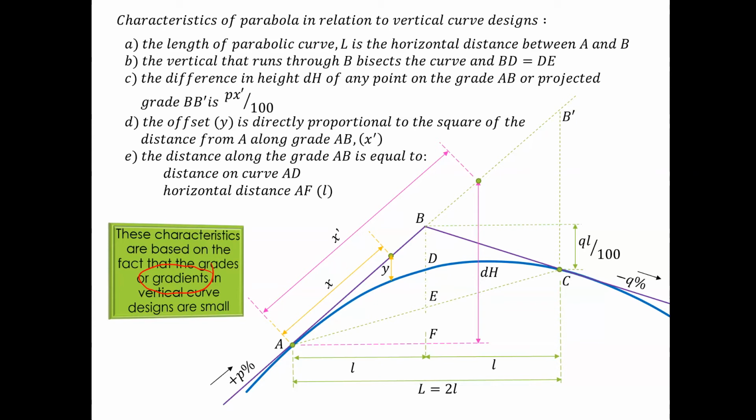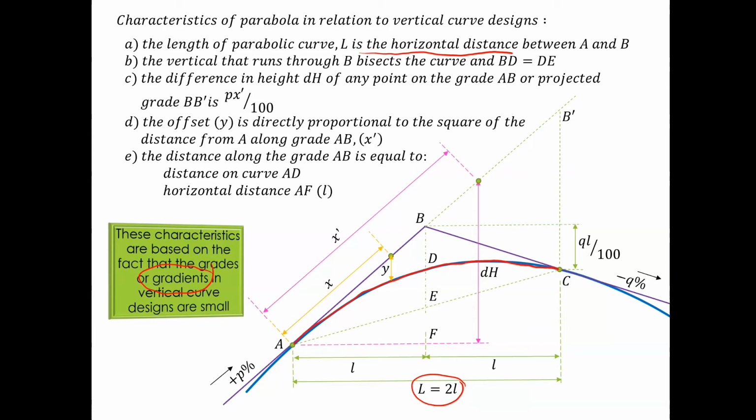So what does it say? First, it says the length of the parabolic curve, which is L, which by right should be that length there, but we say that L is the horizontal distance. So the length of that red arc I've just drawn is equal to the horizontal distance between A and C. So that's the first characteristic.